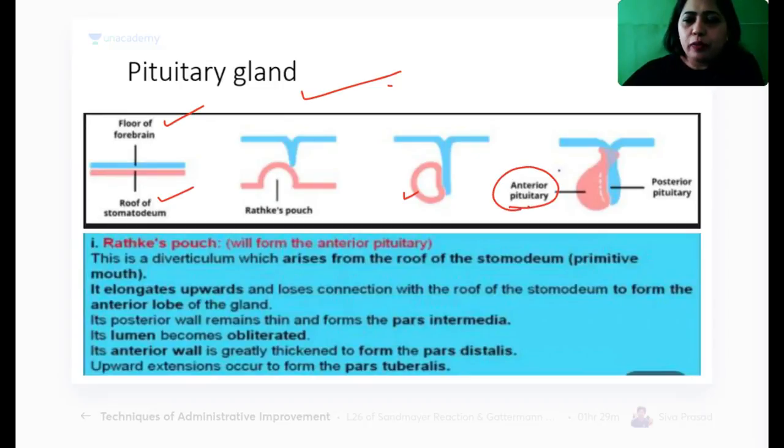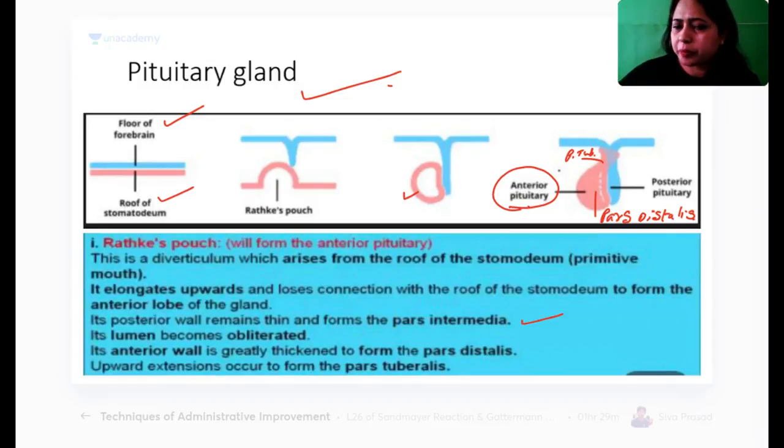Now the posterior wall will remain and forms the pars intermedia. Then there is a lumen that is present. It becomes obliterated actually. The anterior wall is greatly thickened and that forms the pars distalis. Anterior wall is called pars distalis. Upward extensions occur to form the pars tuberalis. Okay, so this is what you can see in the development of the pituitary.